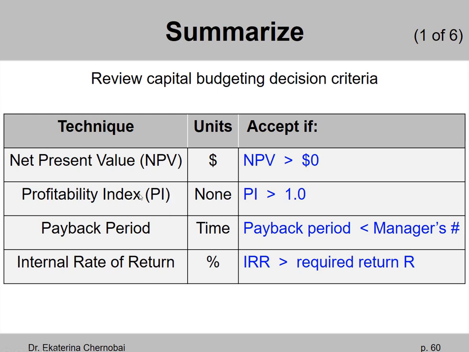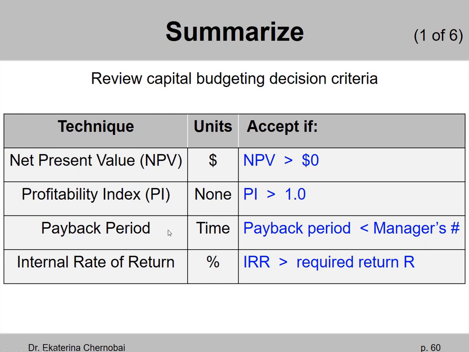For the profitability index, we compute an index. It's just a ratio. It doesn't really have units. So you can say that it's for every dollar invested, how many dollars you get back. But it's really a ratio which doesn't have units. And the rule here is if the profitability index is greater than 1, then the project should be accepted. Because greater than 1 means for every dollar invested, you make more than $1 back.